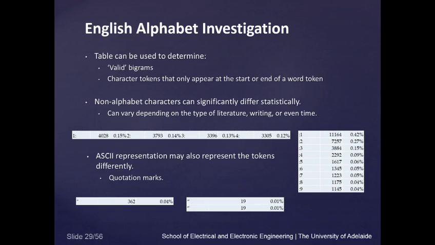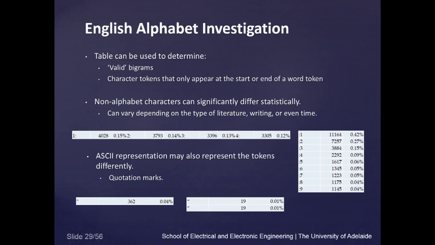Using this table, we could determine what we would call a valid bigram. We distinguish a valid bigram as a bigram that has a frequency higher than 0. And we could also use this to determine character tokens that only appear at the start or end of a word token. This could be done by looking at the character tokens that appear at the start of a bigram and comparing it with if they appear at the end of a bigram. If they didn't appear at the end of a bigram, then we could say that it only ever appeared at the start of a word token.